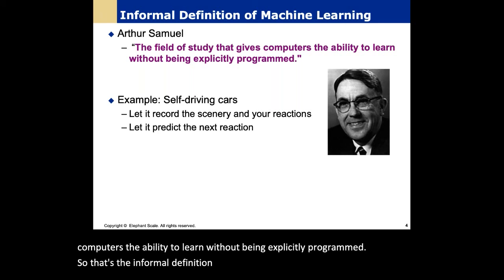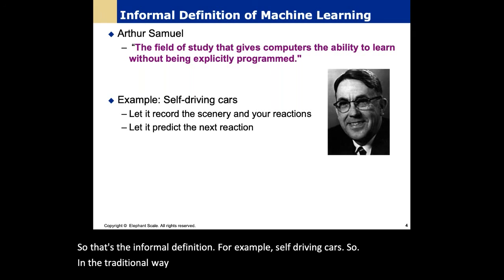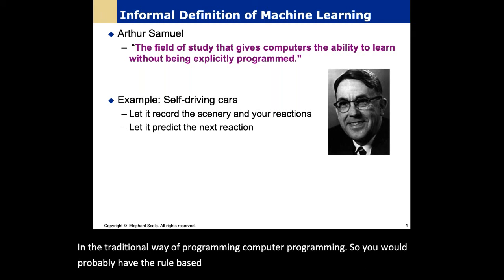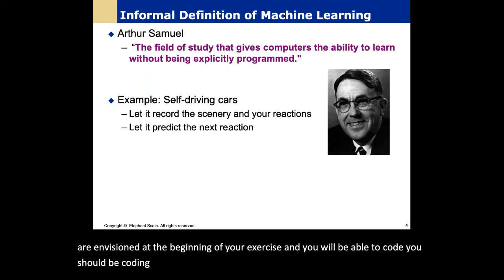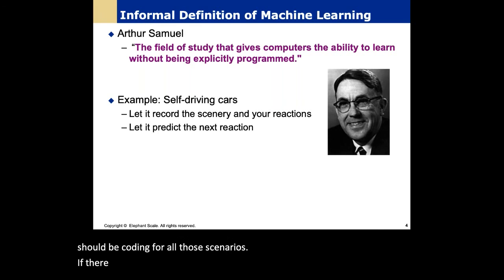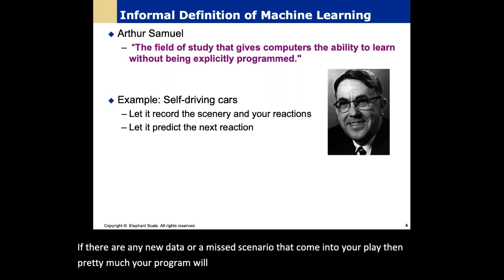For example, self-driving cars. In the traditional way of computer programming, you would probably have rule-based, condition-based programming, where all scenarios are envisioned at the beginning of your exercise, and you should be coding for all those scenarios. If any new data or a missed scenario comes into play, then pretty much your program will ignore that or give you an error. That's the traditional computer programming.